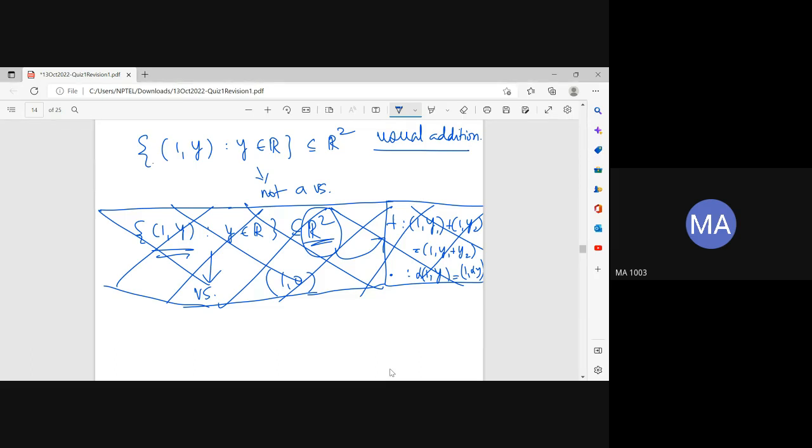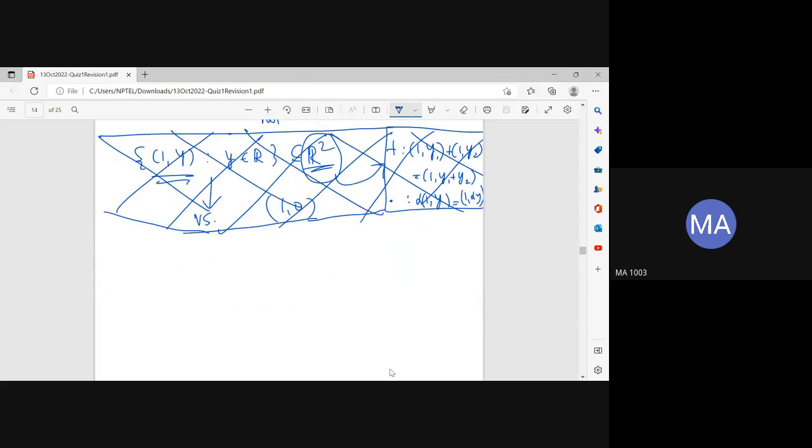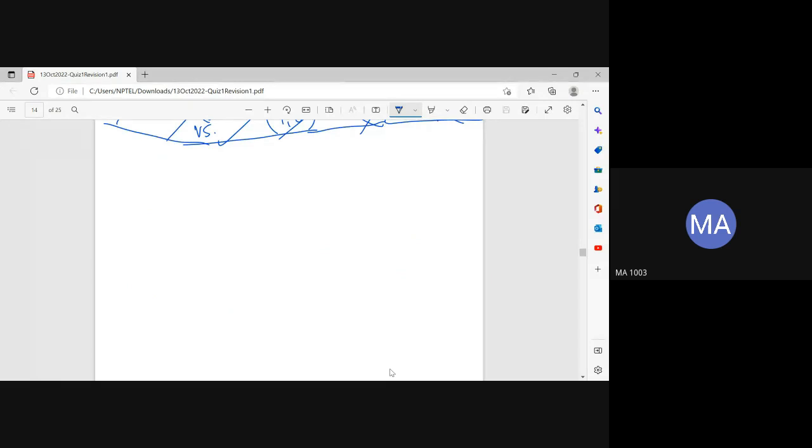Okay. No, you ignore this. So I was unnecessarily complicating things. That's not what we do in a revision session. So let's ignore that. So shall we do some examples of subspaces?